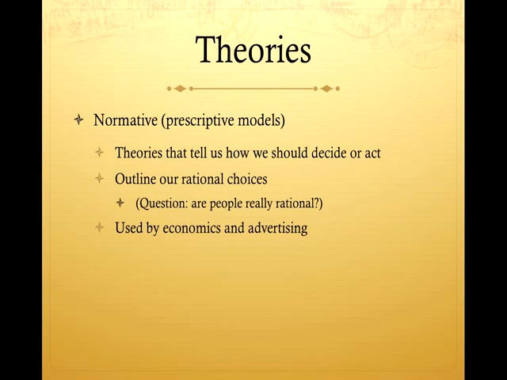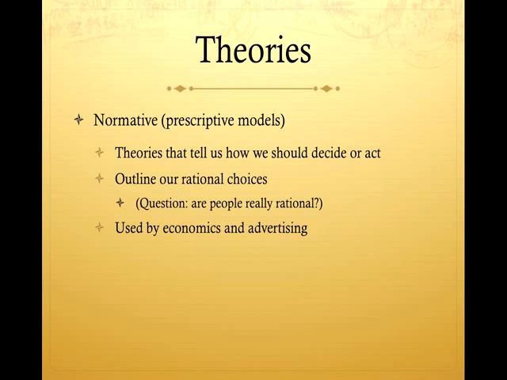Couple of theories in decision making. The first one is a normative theory. And these are called prescriptive models because they prescribe how we should act. So it tells us what we should do and outlines our rational choices given all of the things before us. Okay, the problem with that is that humans are not rational in the least, not at all. We have emotions, we'll pick things that seem like an irrational choice to others, but mostly this sort of theory is used by people in economics.